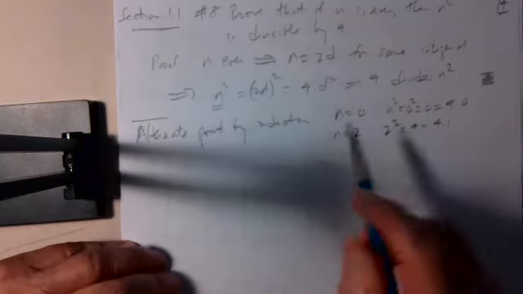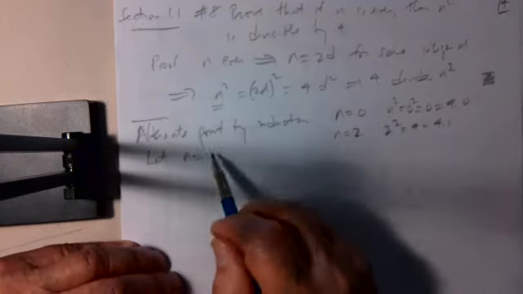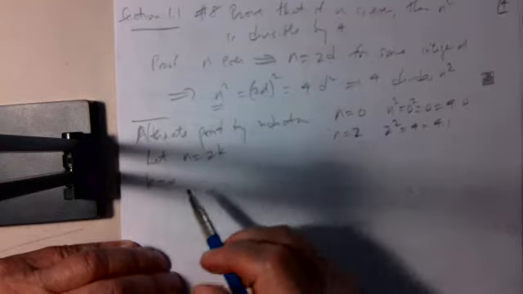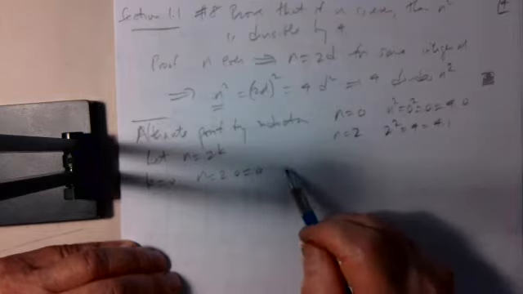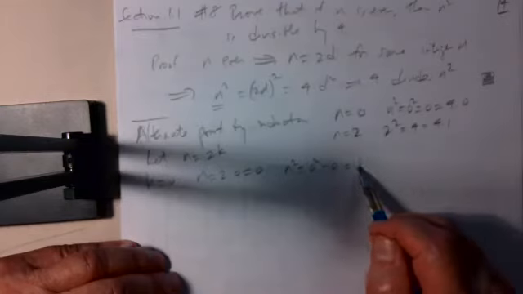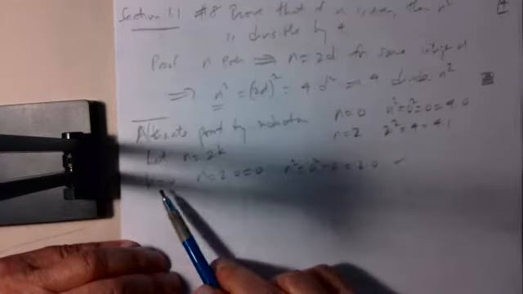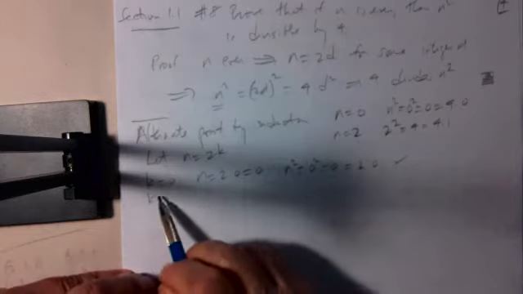Or actually, let me do it slightly differently. Suppose we let n equal 2k. So when k is 0, n is 2 times 0, or 0, and n squared is 0 squared, which is 0, which is 2 times 0. In this case, when k is 0, n squared is divisible by 2.